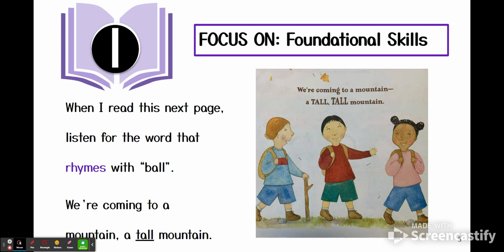So here's an example from a book called We Are Going on a Leaf Hunt, which also happens to be an interactive book because students can follow along and do some actions and interact with the book as you are reading it. You might say something like this when you come to this page. You might say, when I read this next page, listen for the word that rhymes with ball. So you would read, we're coming to a mountain, a tall, tall mountain. And you would talk with students about how the word tall rhymes with ball. So that would be focusing on the foundational skill of rhyming.